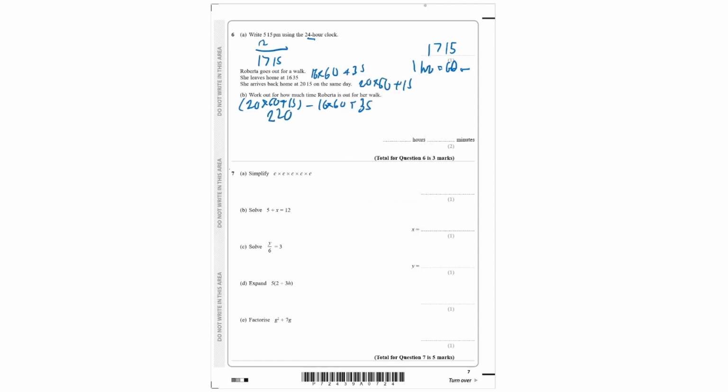minutes, but it's asking us to also give the hours. So we have to find the highest multiple of 60 just before 220, and that is 180 minutes. So we can simply write 3 hours because 180 divided by 60 is 3 hours, but 220 minus 180 is 40 minutes. So we can simply write here 40 minutes.